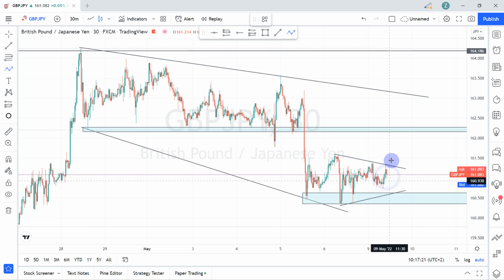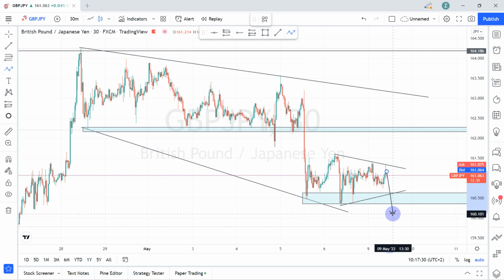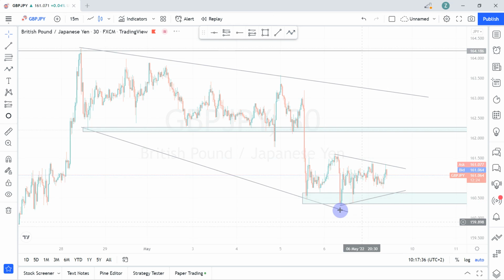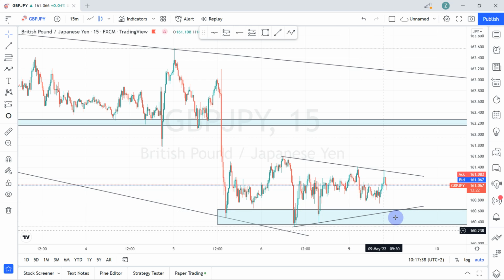If the market breaks to the upside and retests, we would look for buys, right? Then if the market breaks out to the downside and retests, we look for sells. So moving on to the 15 minutes to cater for our entries.